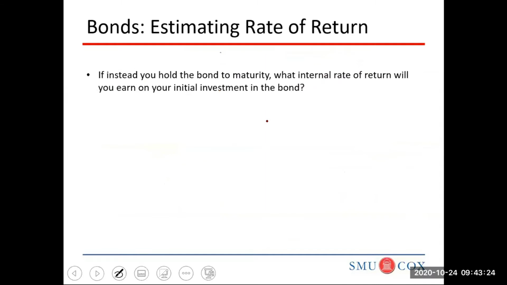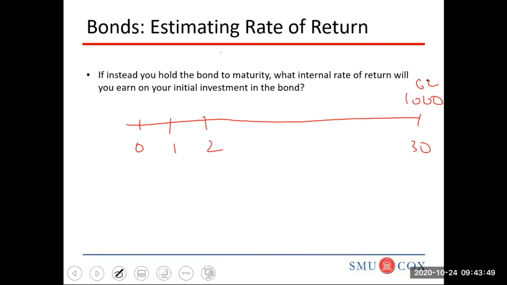Just maybe one more time to practice it. Same problem. It's asking us if instead you hold the bond to maturity, what internal rate of return will you earn on your investment in the bond? So the same bond, year 0, 1, 2, and then 30,000 at the end, 60 is coupon.